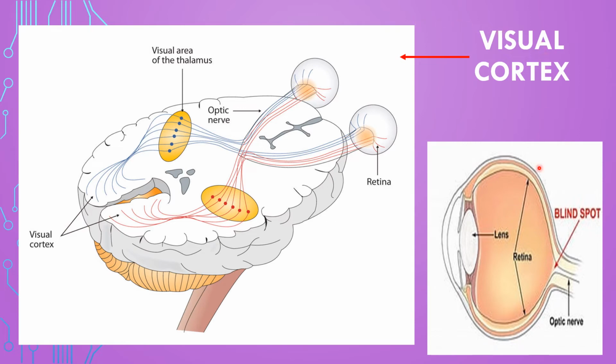Now let's see what is a blind spot. There are no photoreceptor cells at the place where the optic nerve leaves the retina. Here is the blind spot area. In the retina there are ganglions, and they unite together to form the optic nerve. The place where the optic nerve leaves the retina doesn't have any photoreceptor. So this point is known as the blind spot.